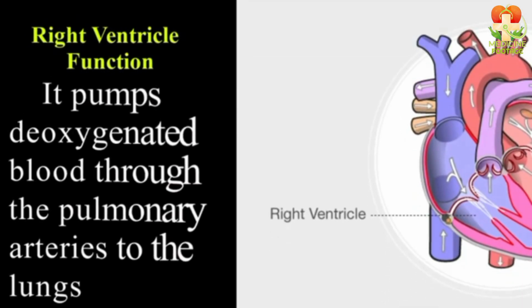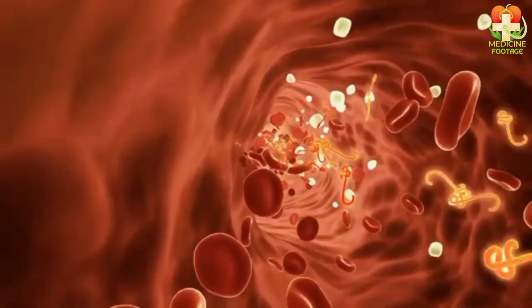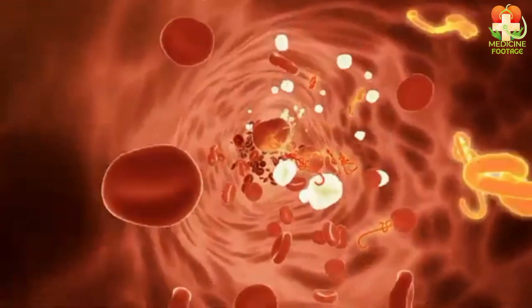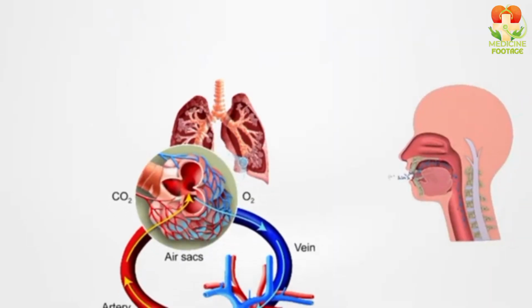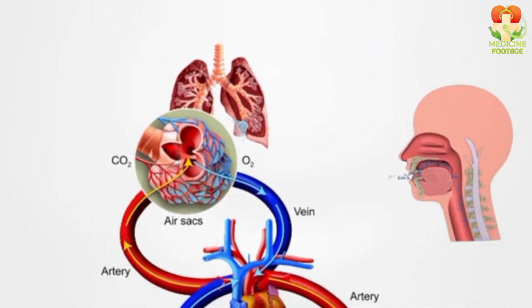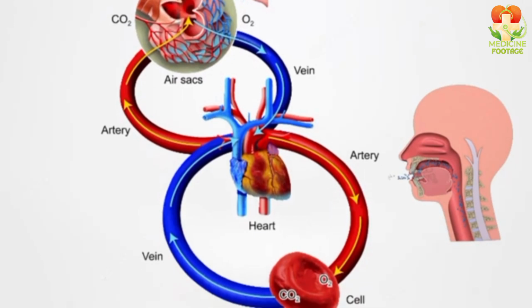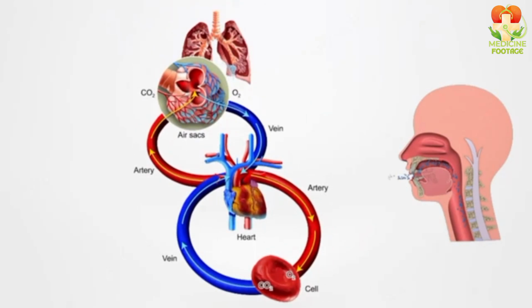Now, let's understand the functions of these ventricles and their roles. The right ventricle's job is to pump deoxygenated blood to the lungs through the pulmonary arteries. Now, you might be thinking, why does this blood go to the lungs? Because it doesn't contain oxygen, which is why we call it deoxygenated blood. When we breathe, oxygen enters the lungs and oxygenates this blood, turning it into oxygenated blood. So, the function of the right ventricle is to pump deoxygenated blood to the lungs for oxygenation.